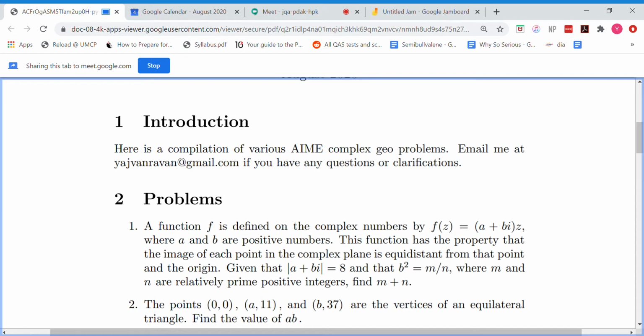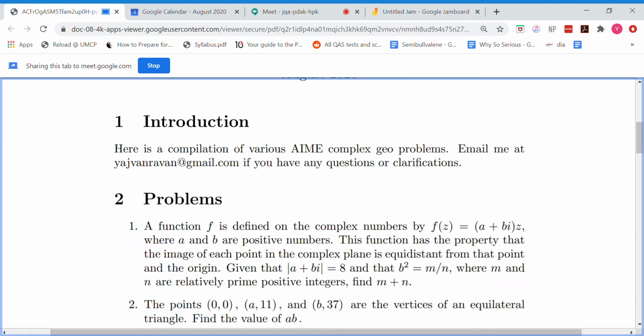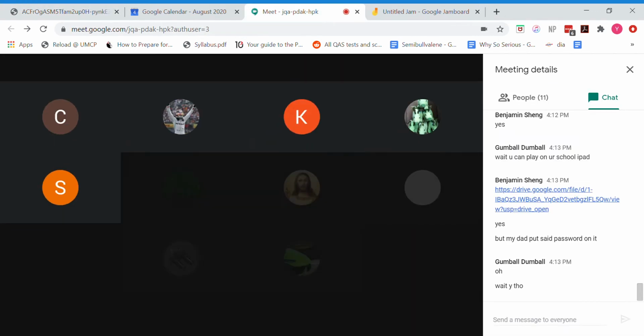Okay, so let's break this down. The function has the property that the image of each point on the complex plane is equidistant from that point and the origin. So let's just start a new line. Okay, so for problem 1, the image of each point in the complex plane is obviously f of z, right? So the function has the property that the image of each point is equidistant from that point and the origin. Okay, I'm going to go back to the Jamboard now.